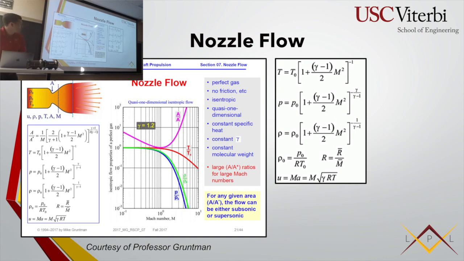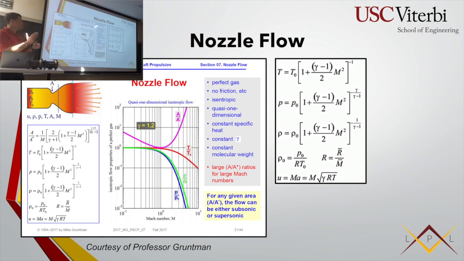And then these are just showing how things change as you go down. So essentially, as you go through the nozzle, your temperature is going to decrease, your pressure is going to decrease, and your velocity is going to increase. Those are the main trends that you'll see.